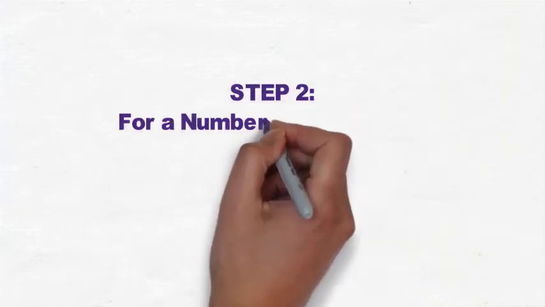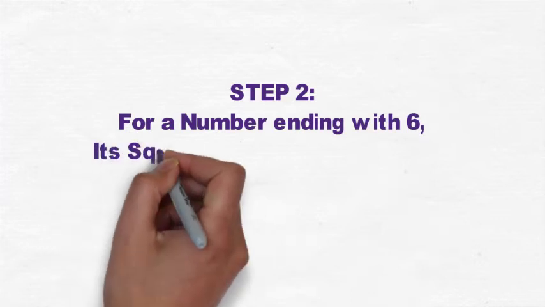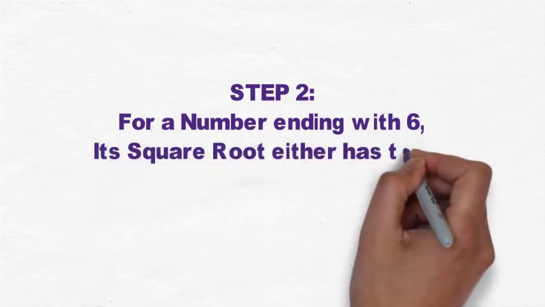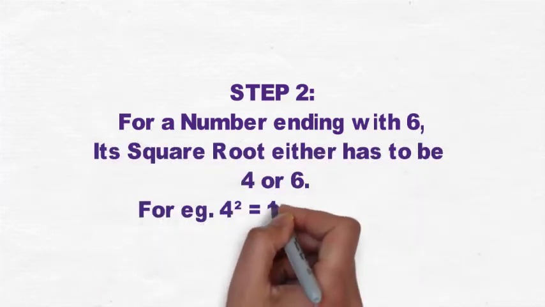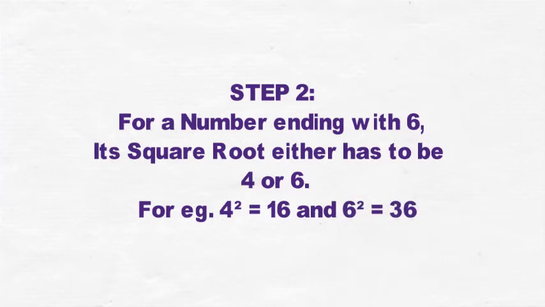Step 2. For a number ending with 6, its square root has to end with either 4 or 6. For example, 4 square is equal to 16 and 6 square is equal to 36. Now we cancel the last two digits.